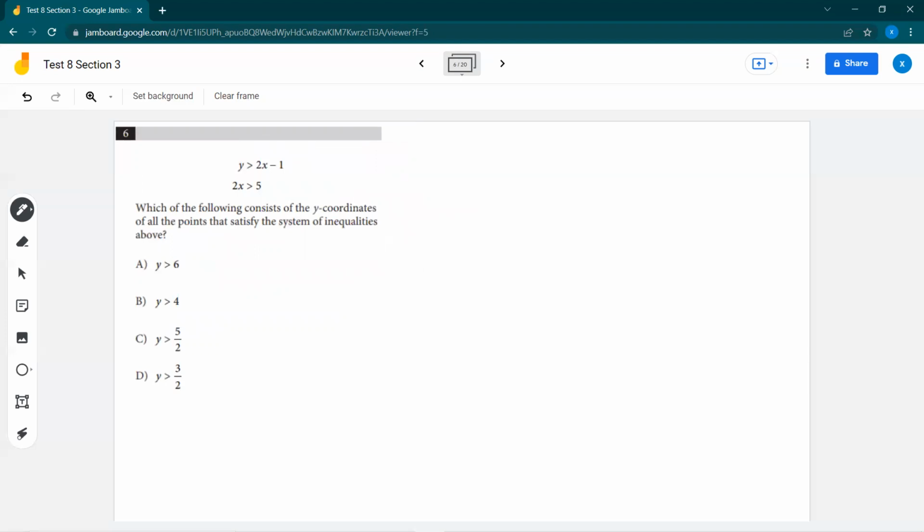Okay, which of the following consists of all the y-coordinates that satisfy the system of inequalities? Well, we want to find what y value will satisfy all of these. The first thing we're given is that 2x is greater than 5, so we can divide both sides by 2. Therefore, x is always going to be greater than 5 halves.